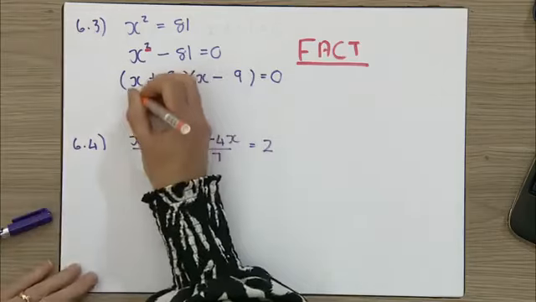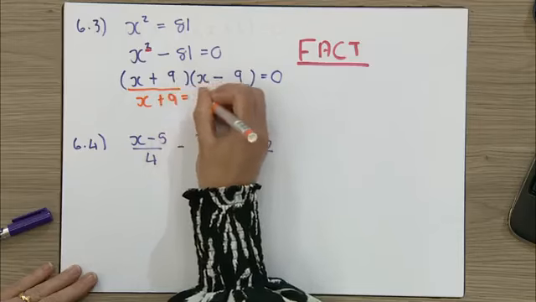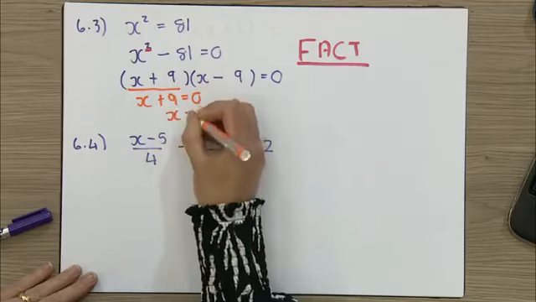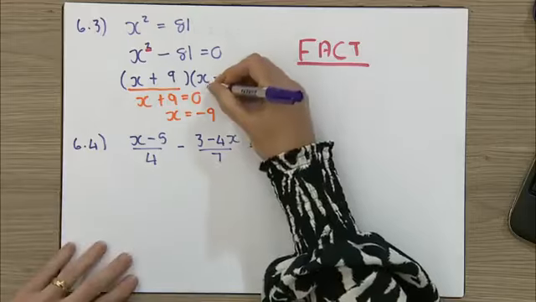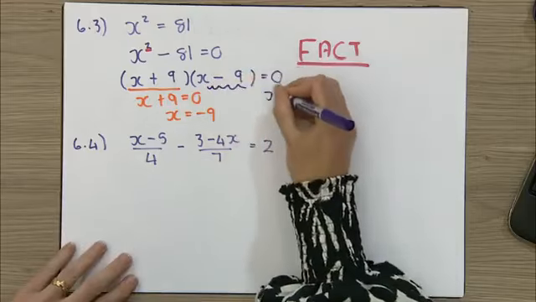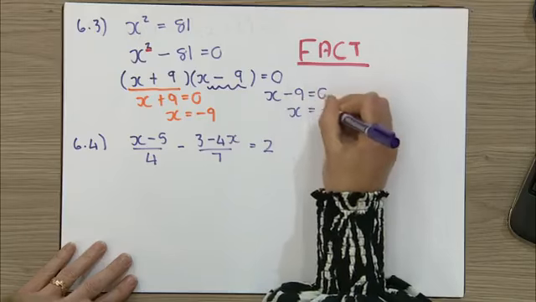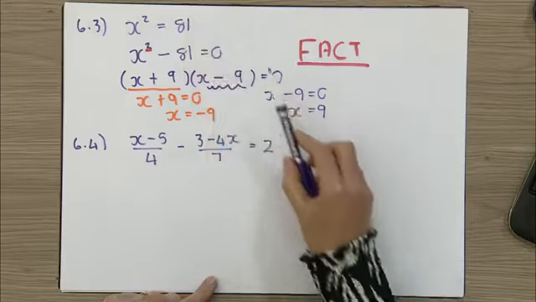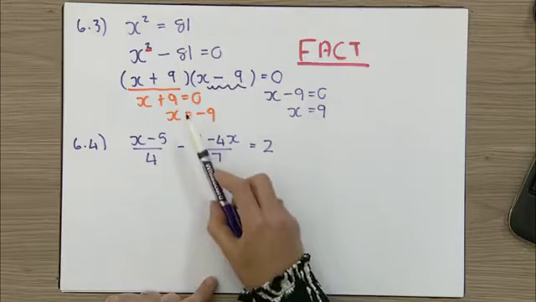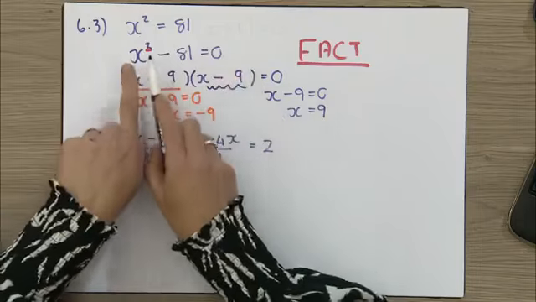So it means either the first one, the x plus 9, had to be equal to 0, which means x is negative 9, or my second one, my x minus 9, had to be equal to 0, which means x was equal to 9. If you just take the square root up here, you're only going to end up with one answer, and then you're missing an answer. That's why I said the safe bet is, if it's a power of 2, bring it to the left, and we factorize.